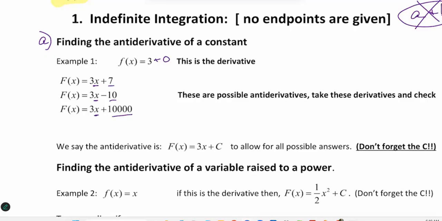This is how we handle it. We take the 3 of the x and we add some constant, and we represent that constant as a c to allow for all possible answers. This c is called the constant of integration. Okay, and you're going to see that wherever you have indefinite integration, unless you have more information to use. But plan on always adding it. Okay, so that's one way of doing antiderivatives when you're given a derivative that's a constant.